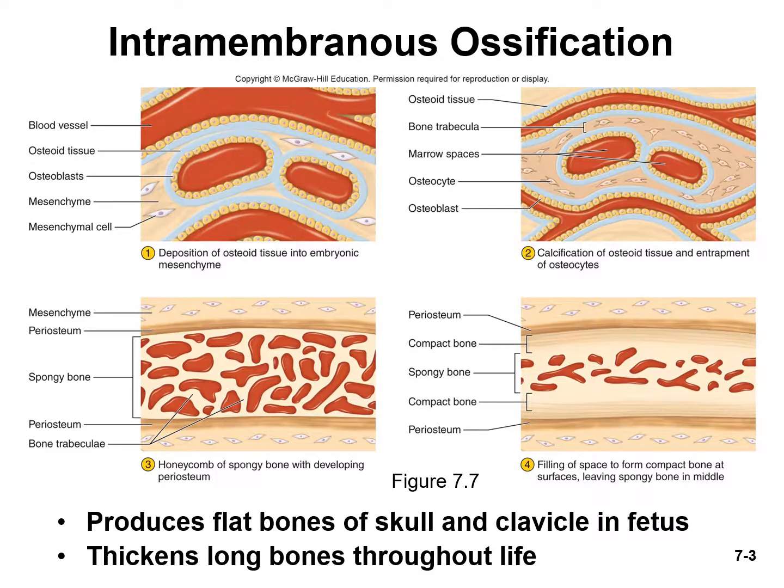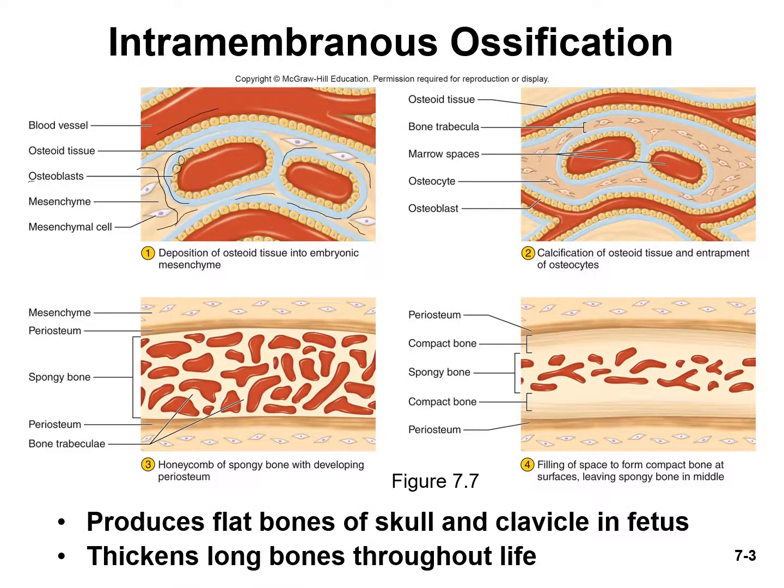So intramembranous ossification, we have the first step of that being deposition of osteoid tissue into embryonic mesenchyme. So this would be the mesenchyme. All of this kind of beige material is that undifferentiated connective tissue of the fetus. This would be a blood vessel here. The osteoid tissue is indicated in blue, and then the osteoblasts are these roughly square-shaped cells here.